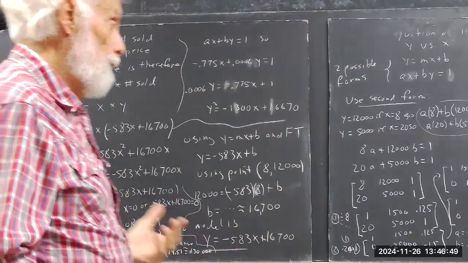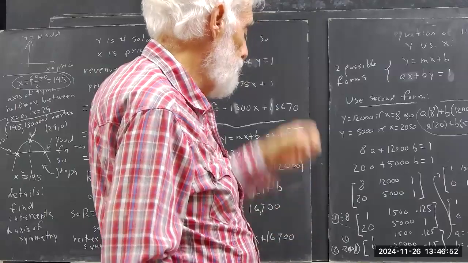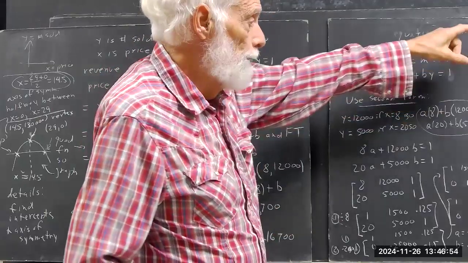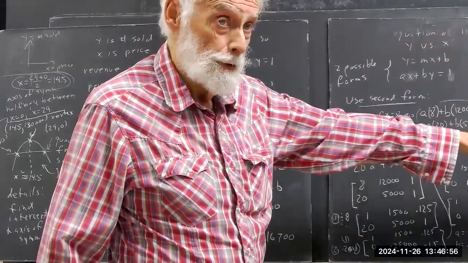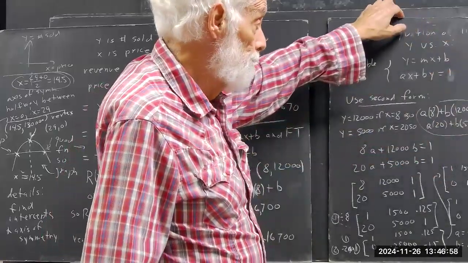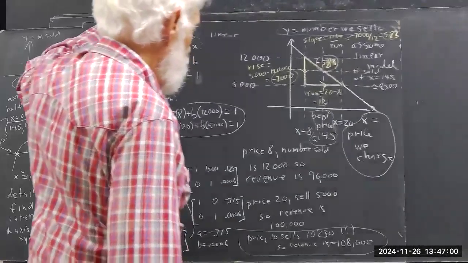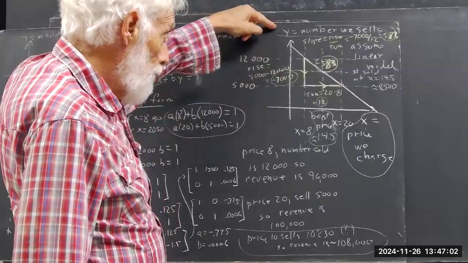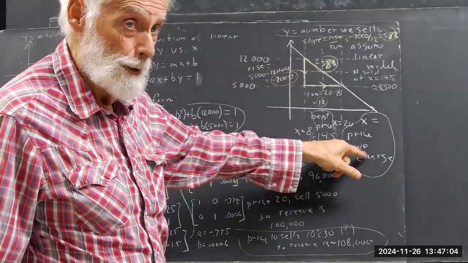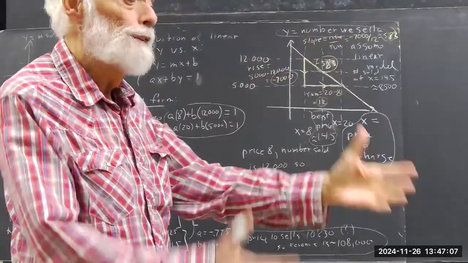Anyhow, we found the revenue function, and the revenue function was just we multiply the number we sell by the price we charge. Again, the revenue is y times this x because we multiply the price by how many we sell. That's how much money we get.